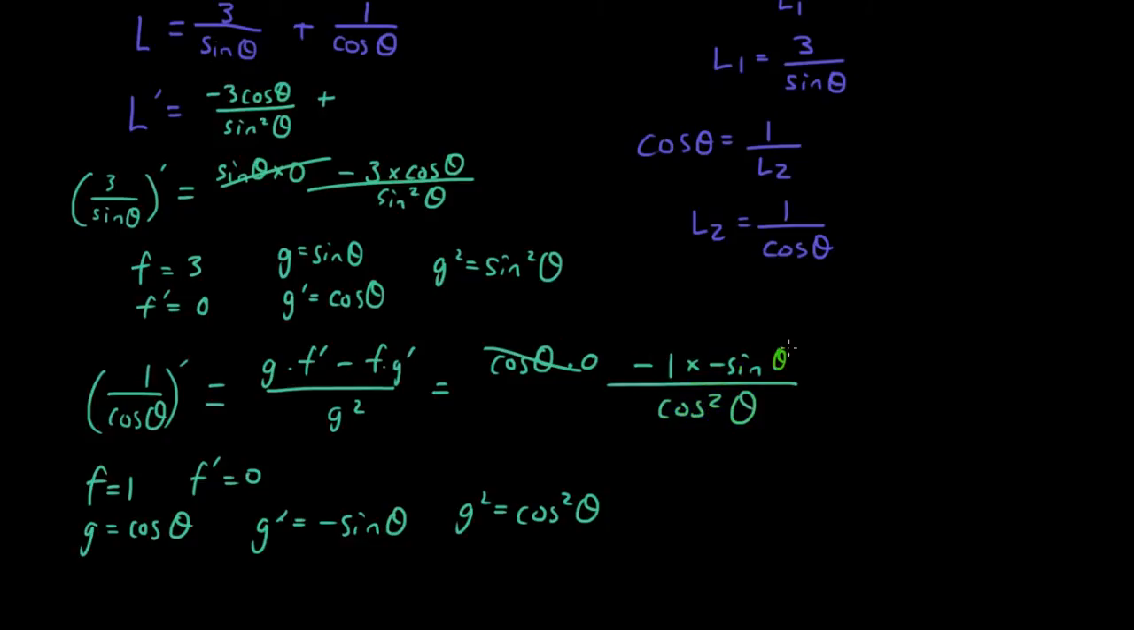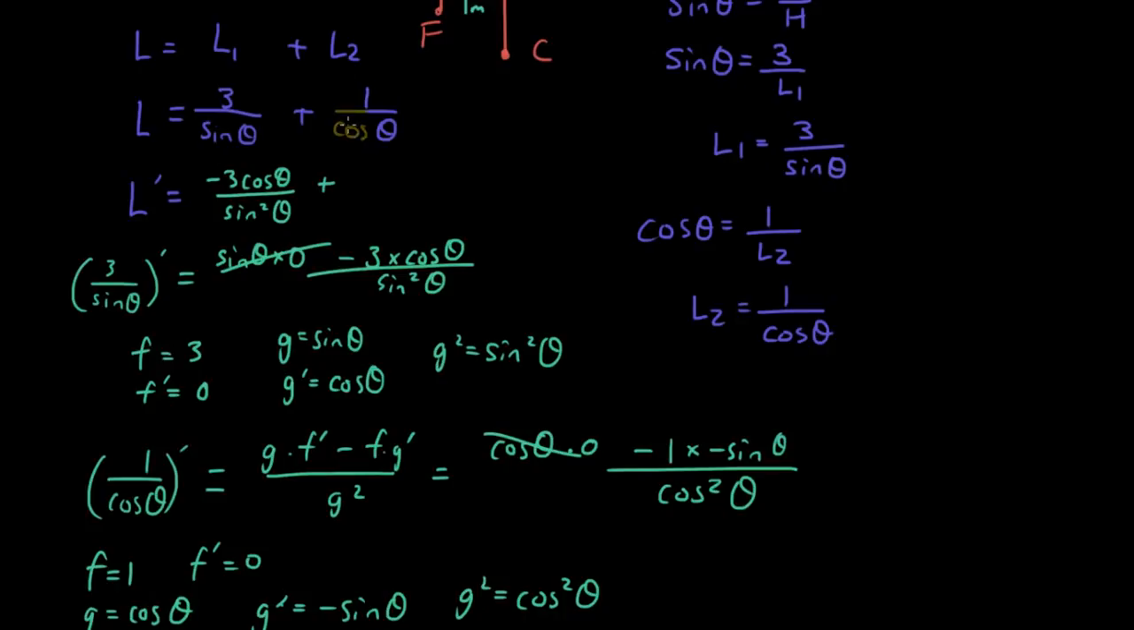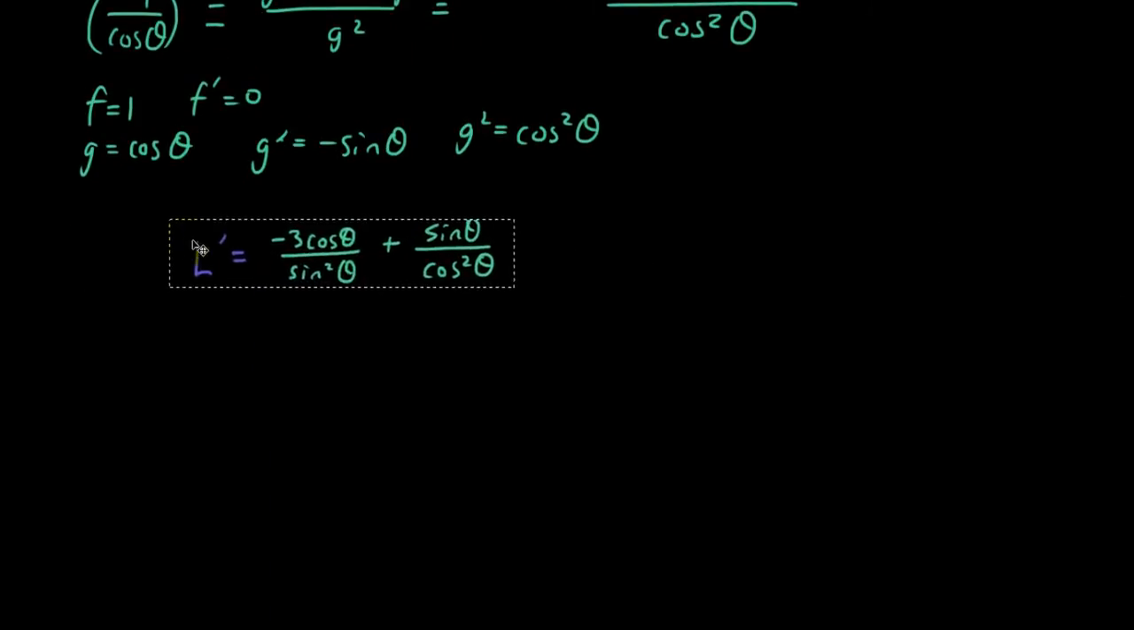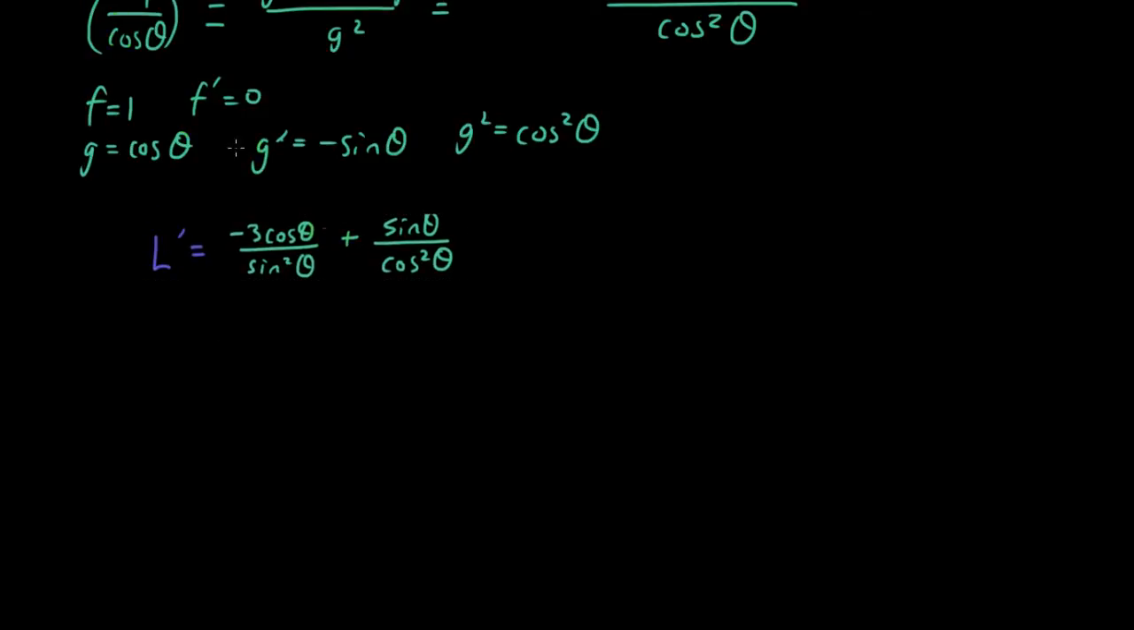So 1 over cos theta differentiates into, negative times negative is positive, sine theta over cos squared theta. That's what it differentiates into. Let's copy that and paste it down here so we can keep working on it. So that is the derivative of the length.